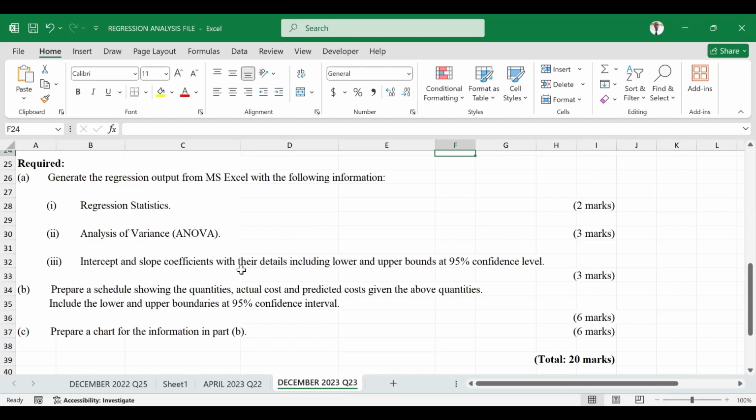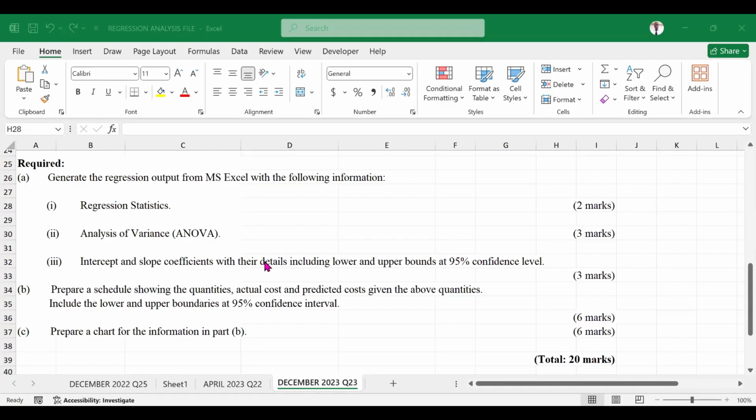Did you already have a glimpse on this? December 2023, question number 23, confirm to me, guys. Great. Juma is saying you looked at it, which is very good.